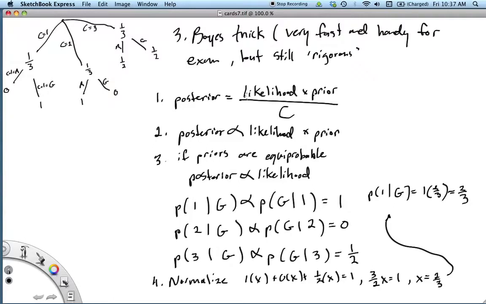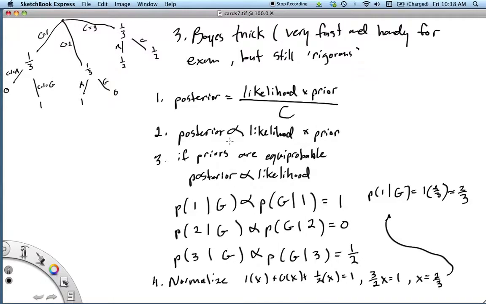So notice that the posterior is the likelihood times the prior over some constant. And as you could see when we did the brute force Bayes' theorem computation, the piece that was in the denominator for each element of the posterior distribution was the same. It was the same summation. It was the total probability of green over all the cards.